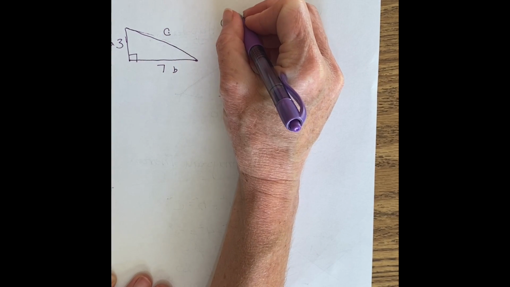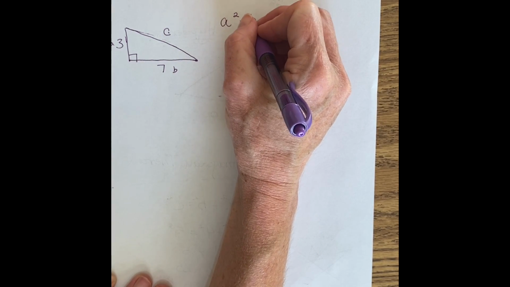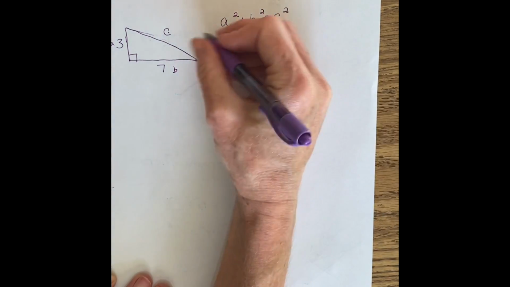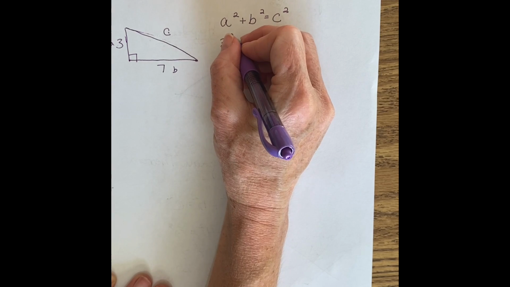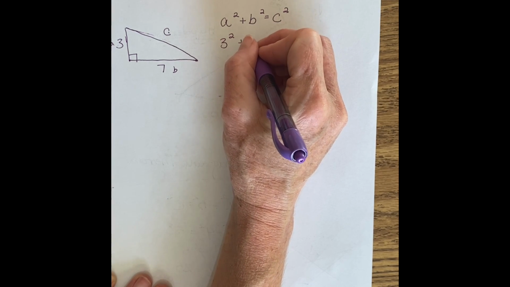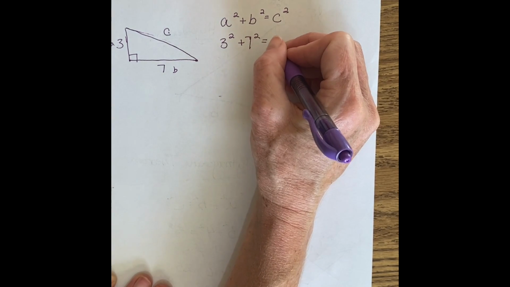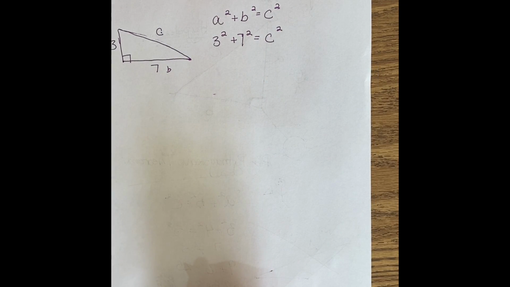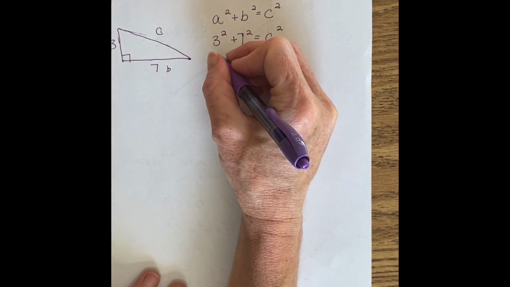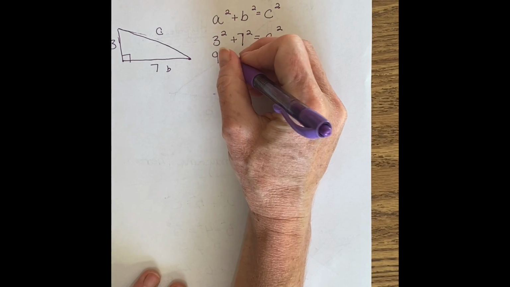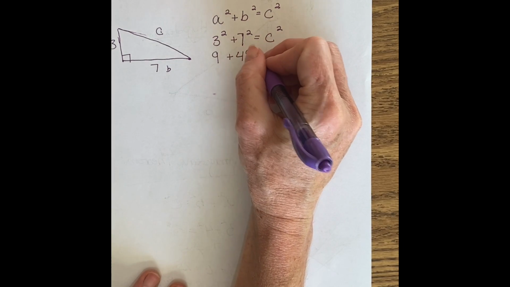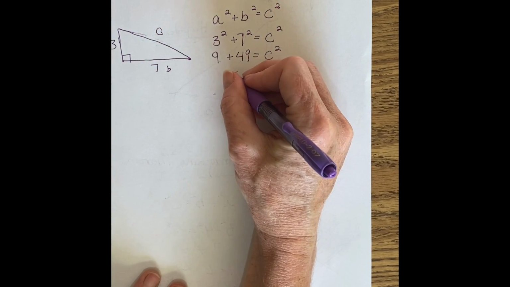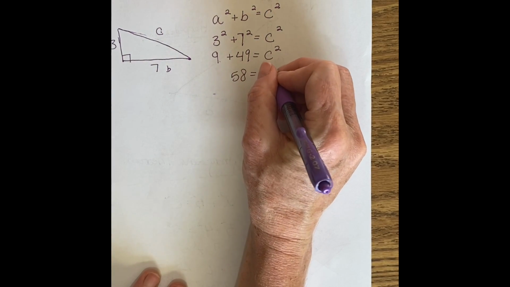So if I have A squared plus B squared equals C squared, A is 3, so 3 squared plus 7 squared equals C squared. Okay. So 3 squared is 9. 7 squared is 49 equals C squared. Well, 9 plus 49 is 58 equals C squared.